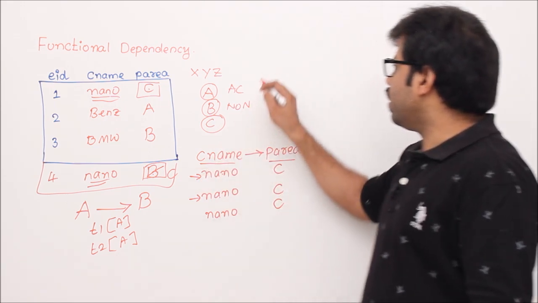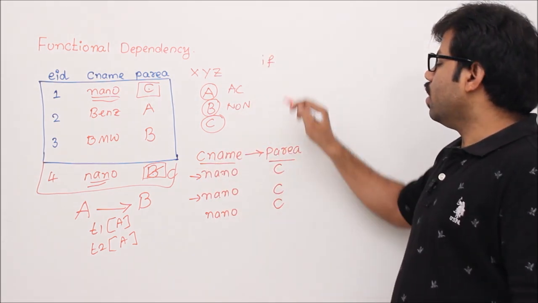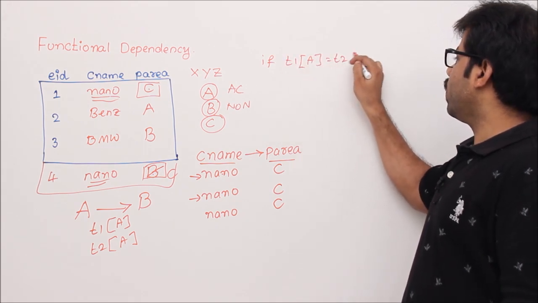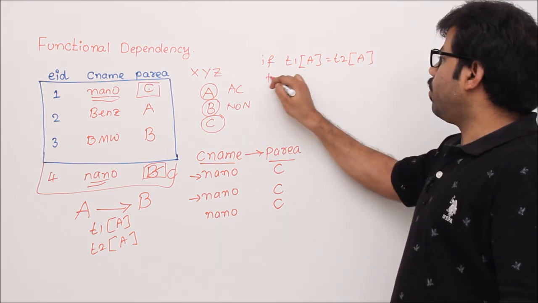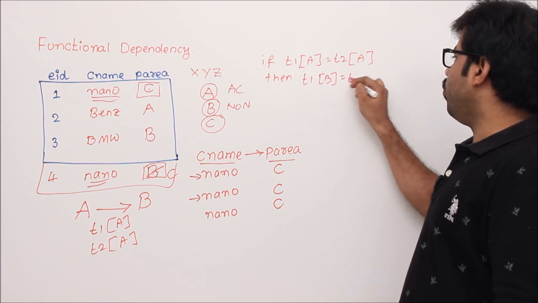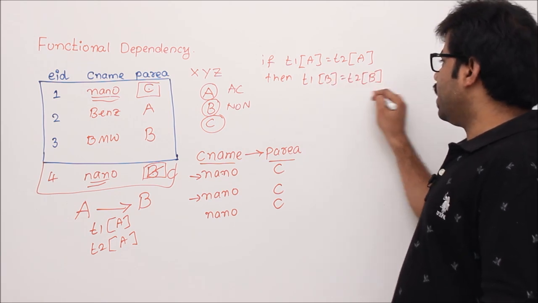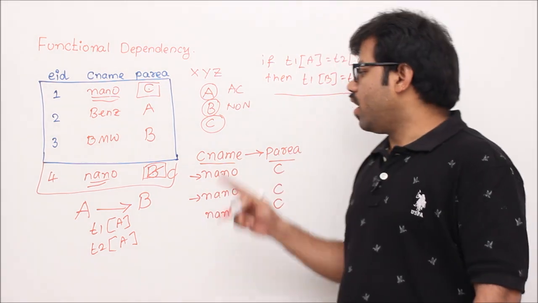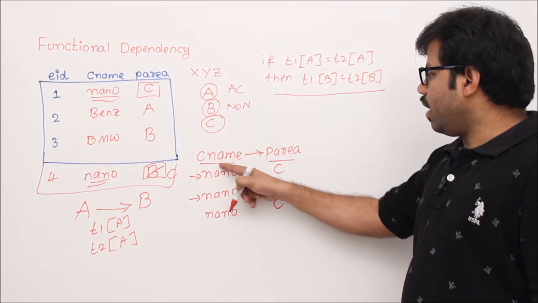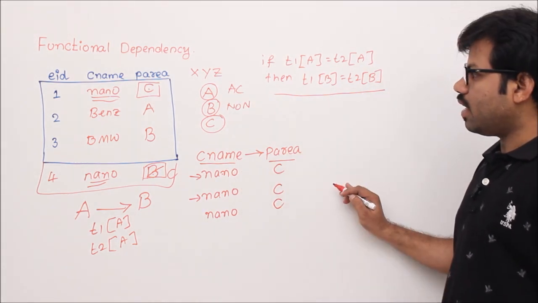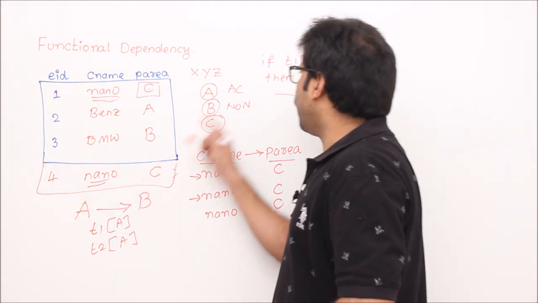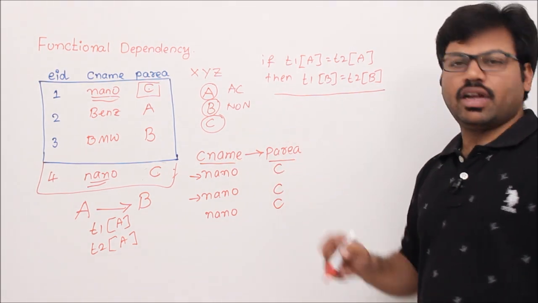How to write it is like this. If tuple 1 of A equals tuple 2 of A, then what should happen is tuple 1 of B should be equal to tuple 2 of B. If you ensure that, we say that you are ensuring or enforcing functional dependency A to B. Understand? Example here, car name determines parking area. Whether it is correct or not, we will see. Example, if I make this one C, then you are ensuring this functional dependency. What is it? Car name determines parking area.